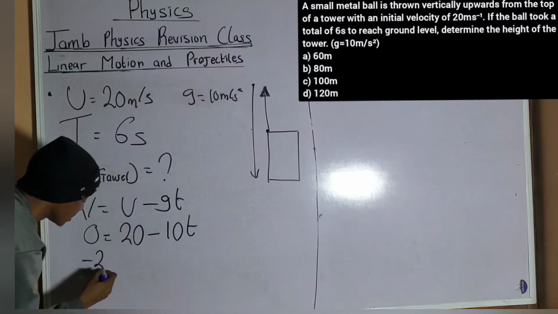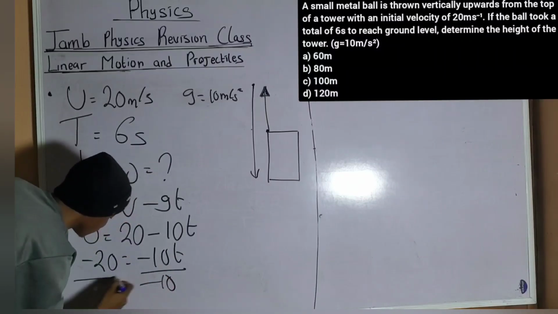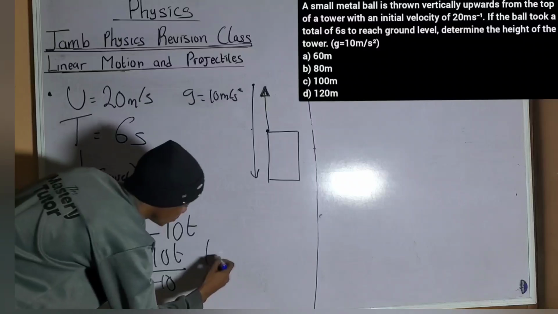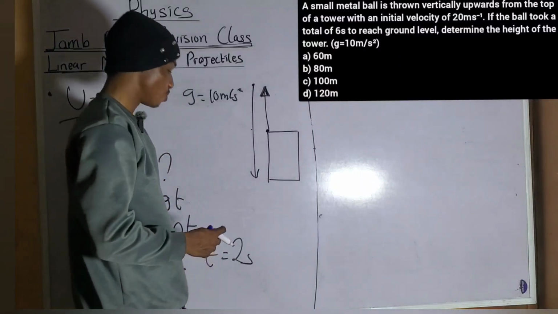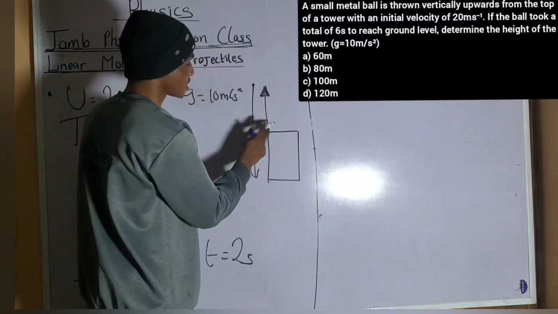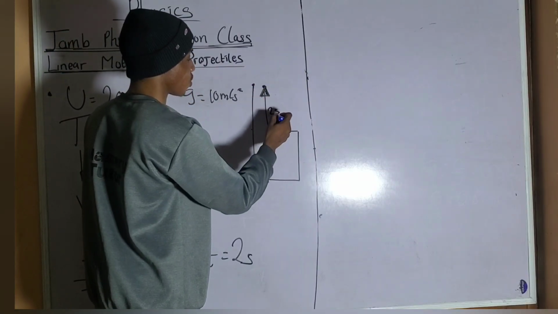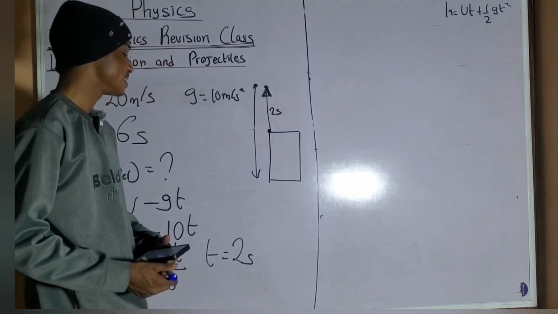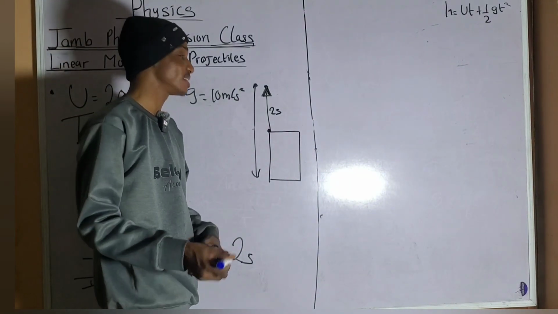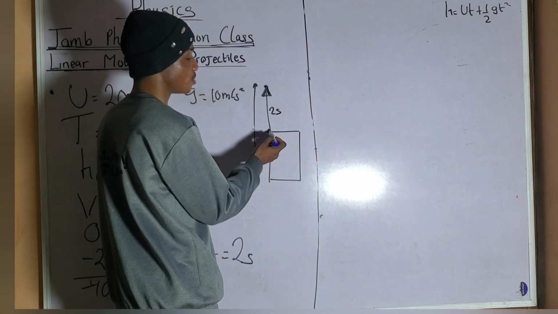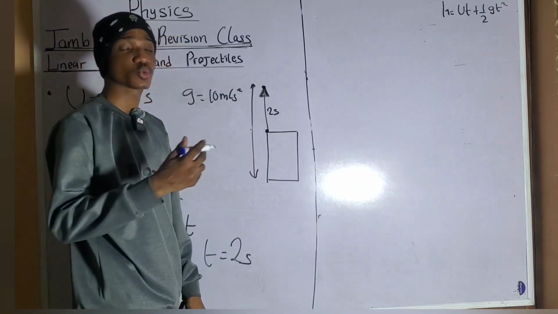Okay, so you can get the value of t. I'm going to have negative 20 equals negative 10t. This over negative 10 and this over negative 10. So t will be equal to 2 seconds. So the time it takes the ball to move from the top of the tower to the highest peak here is 2 seconds. Are you getting it? We can calculate the distance that the ball covers when it was thrown up, that is the distance that the ball covers when it moves from this point to this peak, because now we know the time it takes to cover the distance.